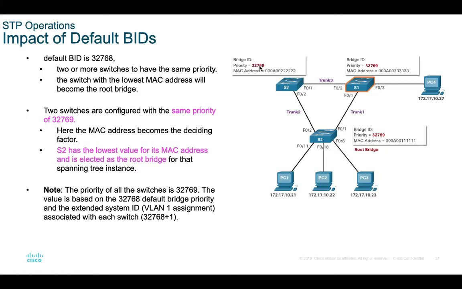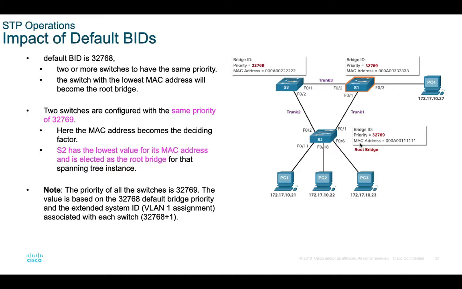So, if you see here, the default priority is 32,768. But it is also presented with a plus system extended ID. The system extended ID represents the VLAN ID. For VLAN 1, and by default all switches are using VLAN 1, they will add 1. That's why their priority value will be 32,769 instead of the default 32,768. At least you must be using VLAN 1.